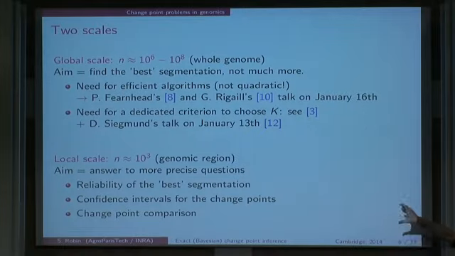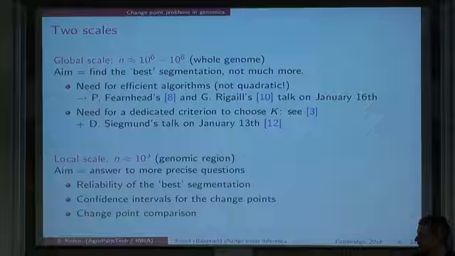So now I will focus on the second scale, which is a smaller one. I'm interested in a region of the genome where one gene is located, and I want to ask a very precise thing. I want to know the uncertainty of the location of the change point. How many change points? I could ask this maybe in another way. I want to know if my best segmentation is really the best, compared to, for example, the second best or the third best. To what extent is it really the best?